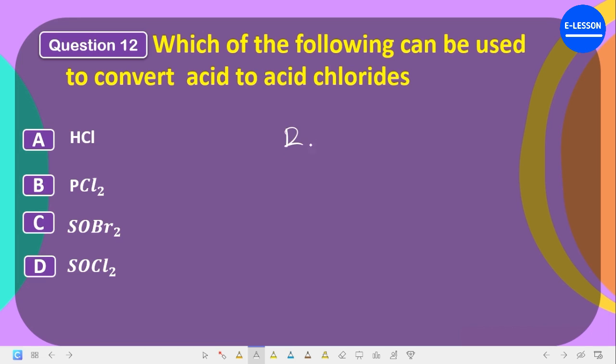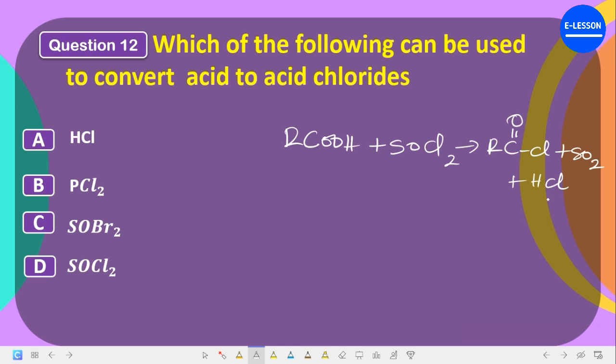Now, if you want to convert acid to acid chloride, you react with thionyl chloride. When you react with thionyl chloride, it will give you the acid chloride, which is C double bond O Cl, plus SO2 plus HCl. This will be the product of the reaction. So the correct answer is option D, which is thionyl chloride. When thionyl chloride reacts with acid, they give the acid chloride, sulfur dioxide, and HCl. Now let's continue.